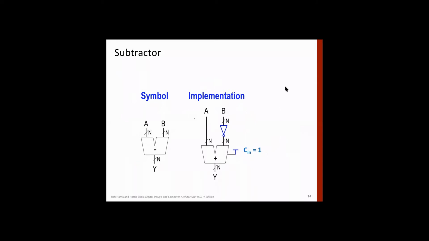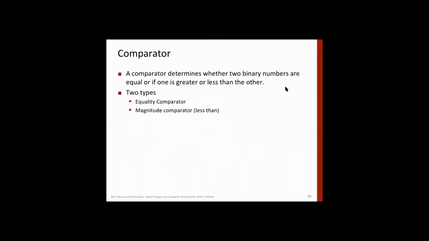So A will go as it is, the second one will be 1's complement, and then add 1 to the least significant bit, and that becomes 2's complement. So this is a very simple implementation of a subtractor.